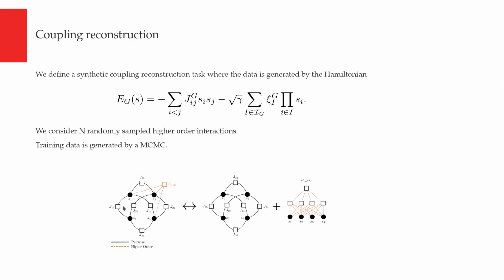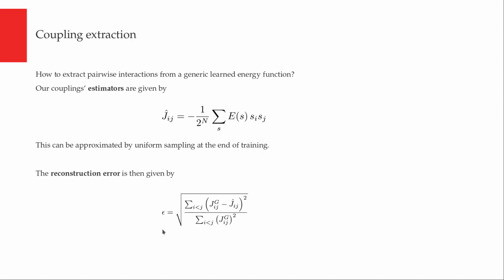We test the hybrid models on a specific task, namely the reconstruction of couplings, and we do this in a synthetic setting where we define a generating distribution, which is again an energy-based model, which contains a pairwise part plus some higher order interactions, where we use n randomly sampled higher order interactions, and we introduce a parameter gamma, which regulates the strength of these higher order interactions versus this pairwise part. And we just generate samples using Monte Carlo methods from this model here, and then we check if we can infer these couplings here.